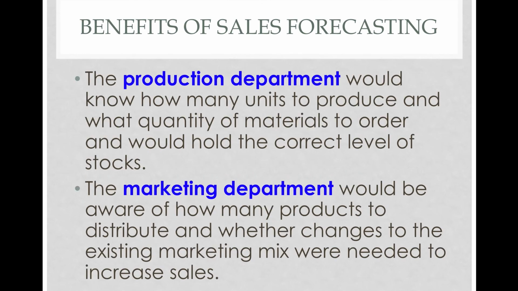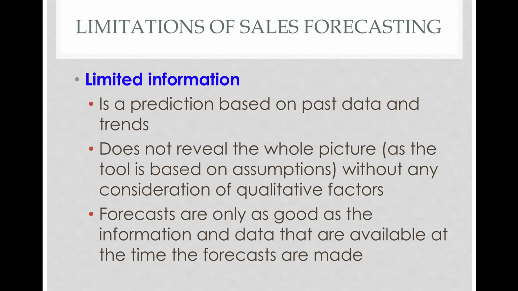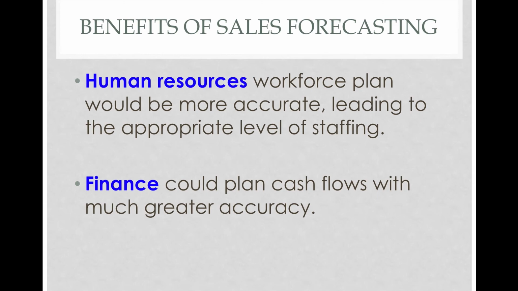The production department are going to know exactly how much to produce, how many materials to order. The marketing department are going to know how many products are going to be distributed, whether changes to the marketing mix are needed, changing prices, place, the promotion strategies, all that stuff. For HR, you can get the right workforce in place, make sure you don't have too many or too few staff. For finance, cash flow, you know when you need a lot of cash. Oh, we're going to be ordering a lot of supplies, make sure cash flow is good there.